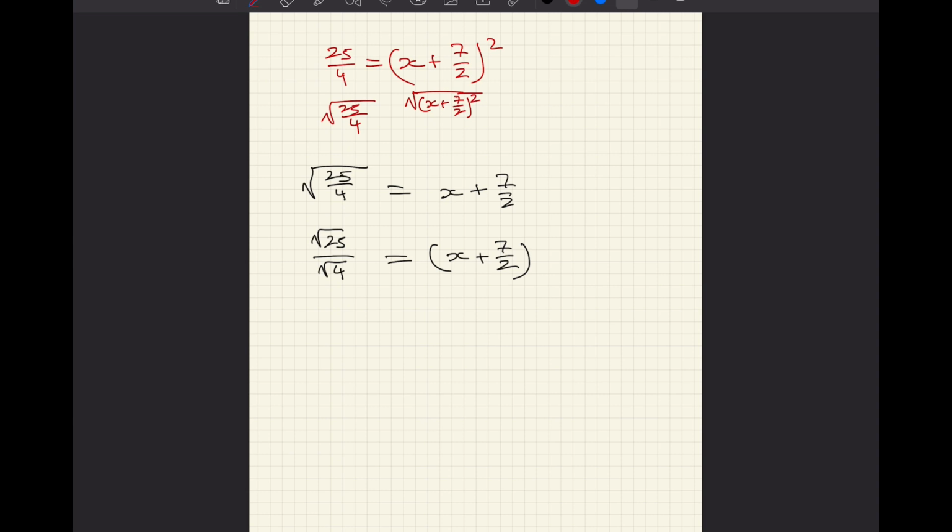Now, this number is quite nice because the square root of 25 is 5, and the square root of 4 is 2. So we get 5/2 is equal to x + 7/2. Now, we minus 7/2 and minus 7/2, and we get −2/2 is equal to x. So what does this mean? This means that x equals −1.